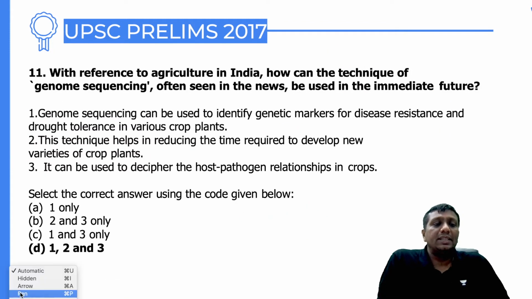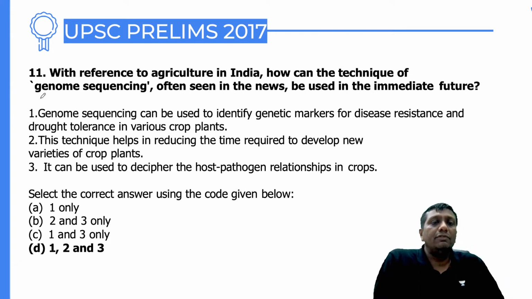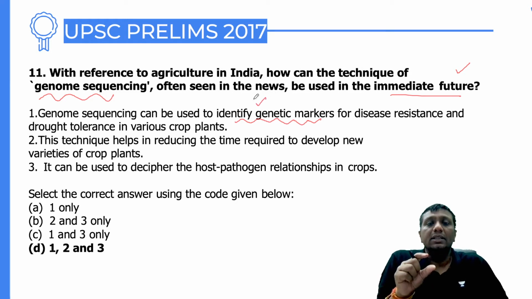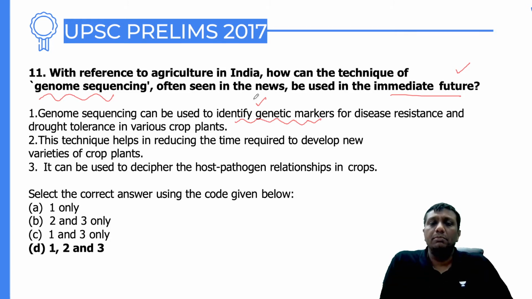11th question, UPSC has some genome sequencing. The question is with reference to agriculture in India, how can the technique of genome sequencing, often seen in the news, be used in the immediate future? Genome sequencing can be used to identify genetic markers for disease resistance and drought tolerance of various crop plants. Actually, genome sequencing we can use to find out certain genes inside your body. And definitely with the help of this, guys, we can find any genetic markers that we can use to detect any particular information. What kind of information? Any information. But here UPSC is giving disease resistance, drought tolerance. Yes, this is also possible. The first statement is right.